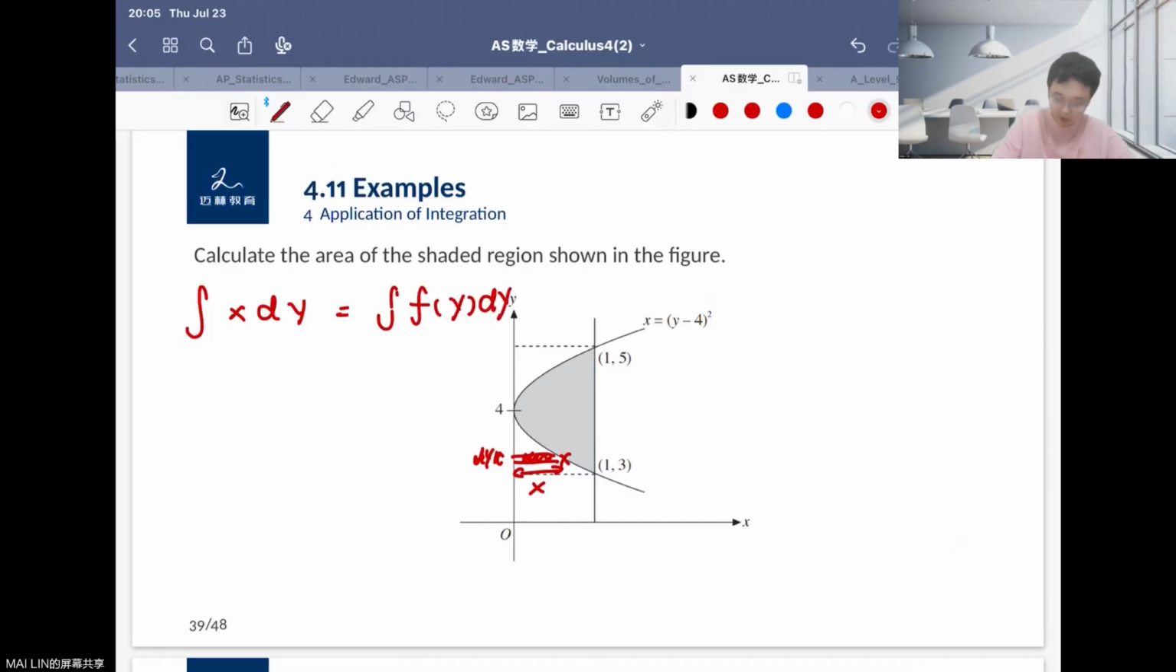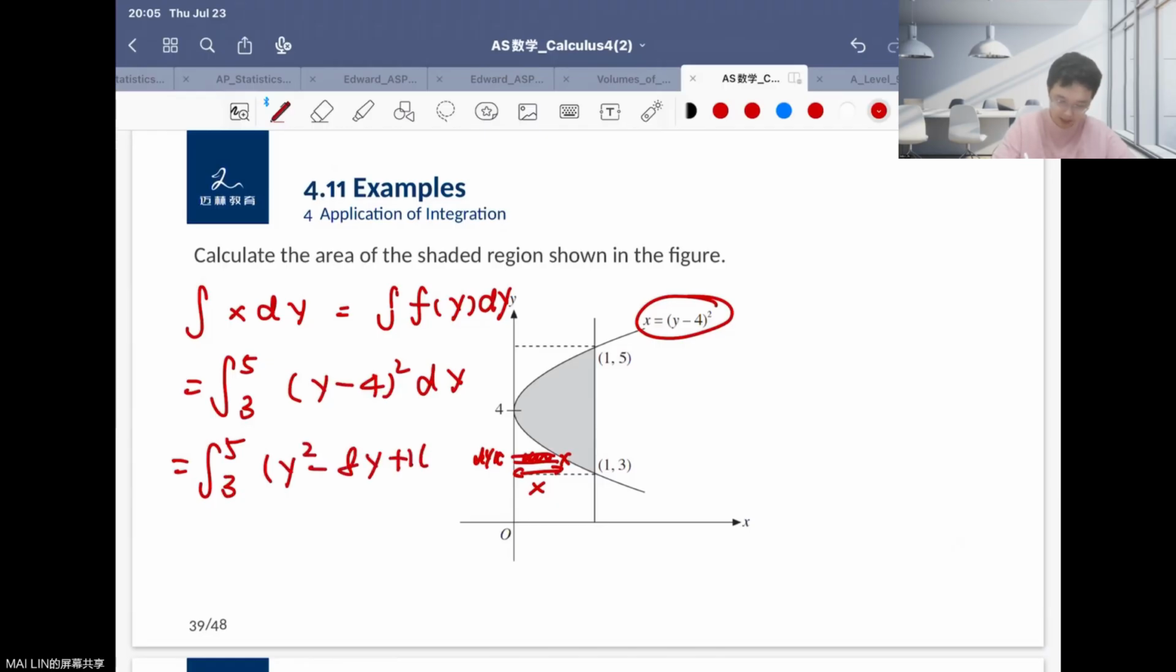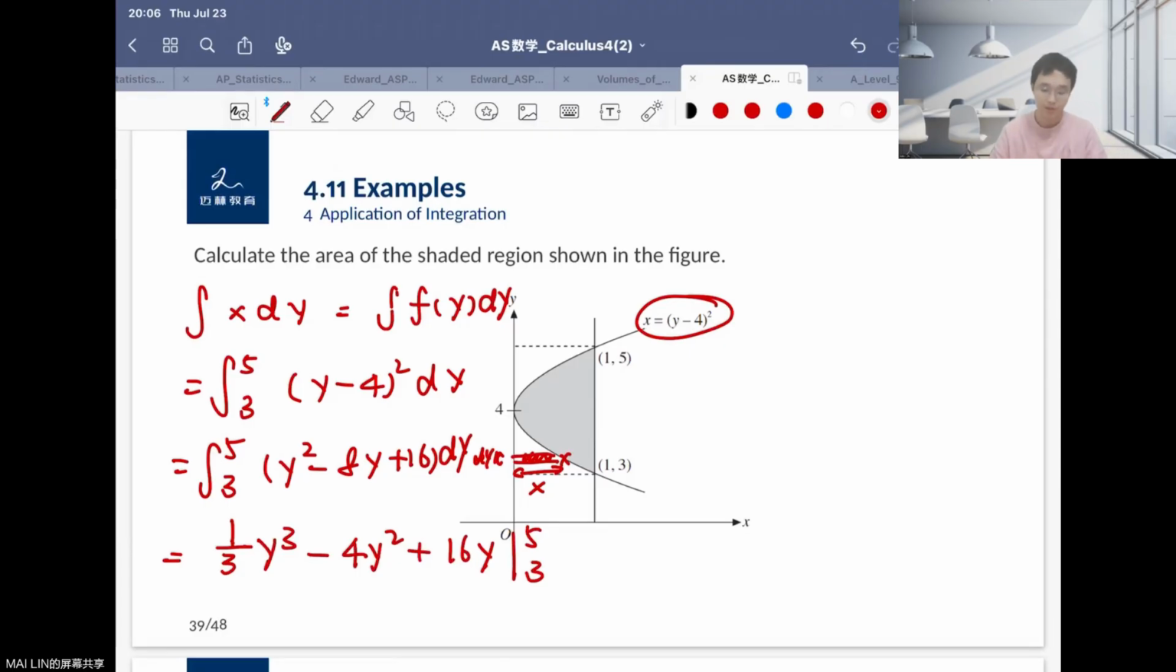Since x equals (y minus 4) squared, we put that into the integral, from 3 to 5, of (y minus 4) squared dy. Expanding, it is the integral from 3 to 5 of y squared minus 8y plus 16 dy. Then we get one third y cubed minus 4y squared plus 16y, from 3 to 5. Remember that this is the white area, not the shaded area.